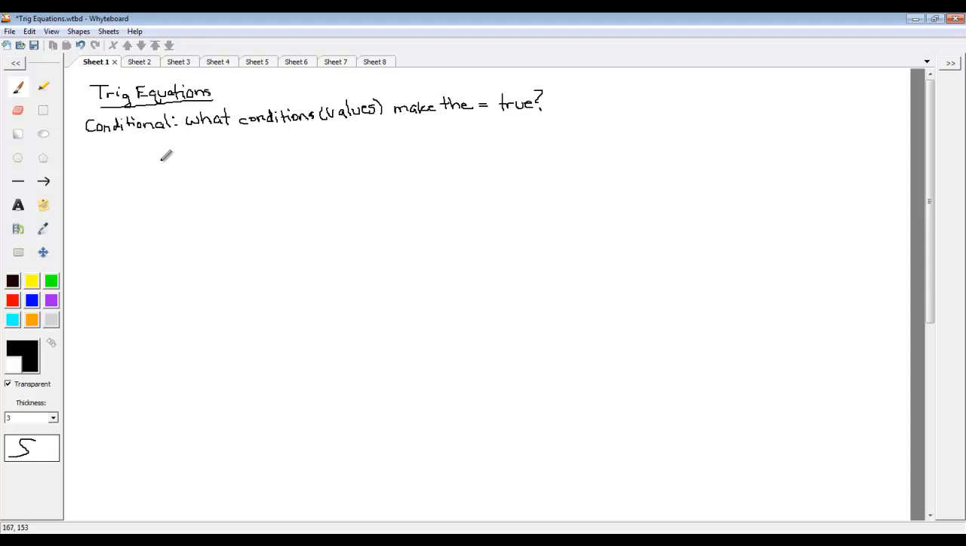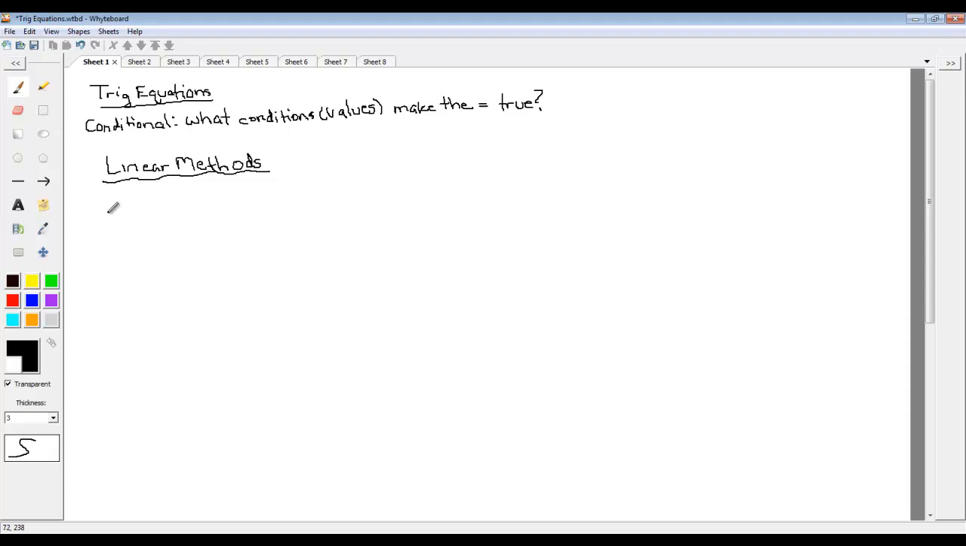Okay, well that's enough of me yapping. Let's go ahead and start looking at some examples. I'm going to do an example for each type, each category, and you're going to start to recognize these categories from your algebra classes.